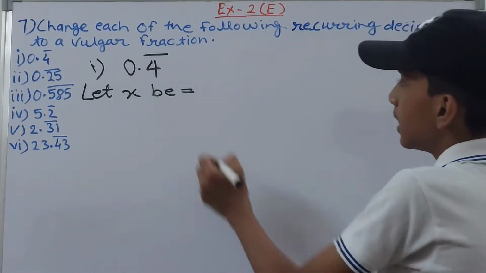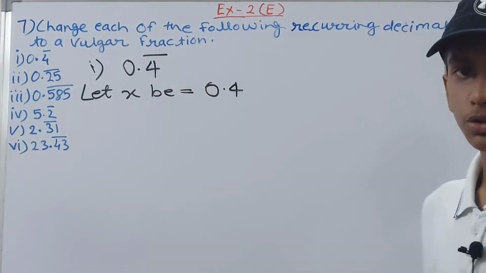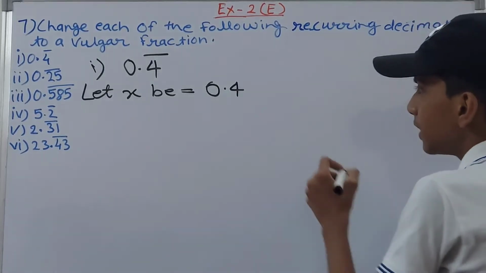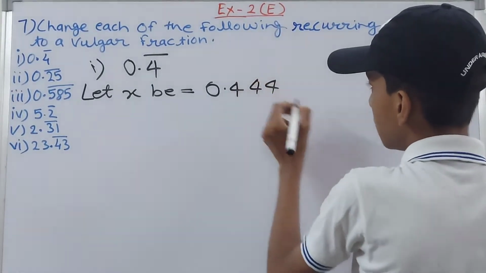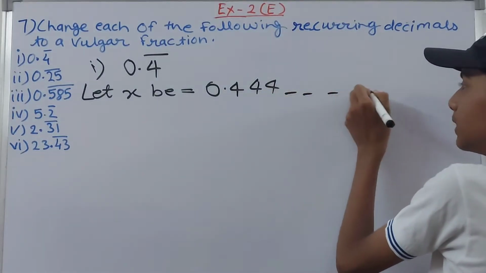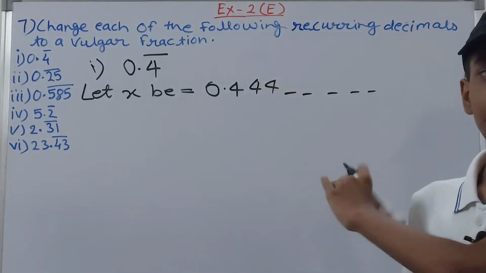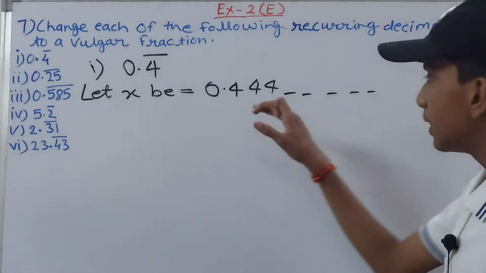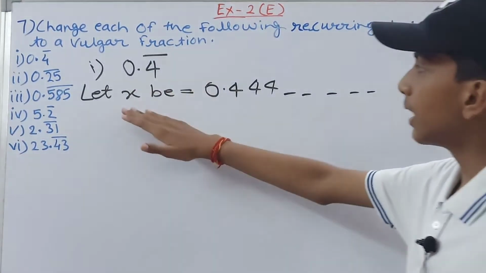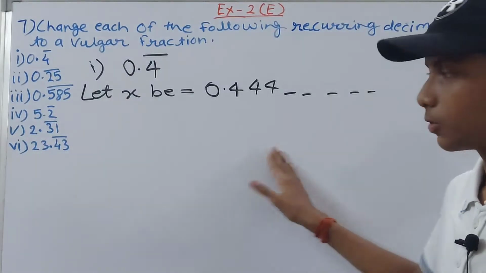So we write 0.4 and repeat it as many times as you want, 2, 3, 4, up to you. I'll go 3 times. And a very important thing is to put these dots. These indicate that it keeps repeating and does not end here. So putting these dotted lines is very important. Now let x be 0.444444 and so on.